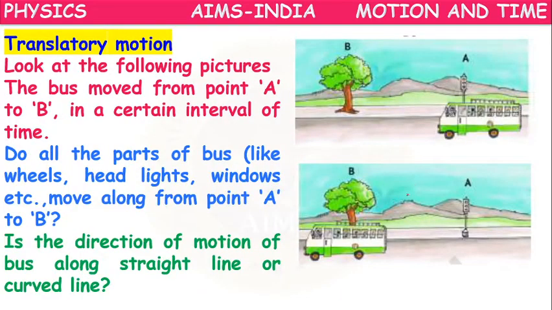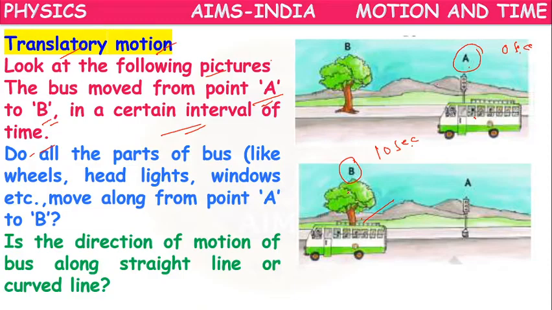Now let's see the first type, translatory motion. What is translatory motion? Let's try to understand. Look at the following pictures. The bus moved from point A to point B in a certain interval of time. In the beginning, the bus was at point A at 0 seconds, but after some time, suppose after 10 seconds, the bus is at point B. Which means during some time interval, the position of the bus changed from A to B.